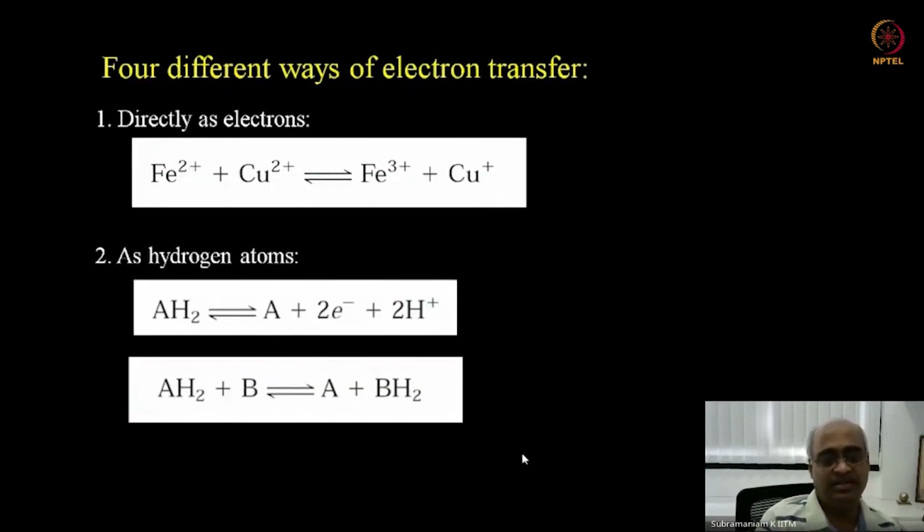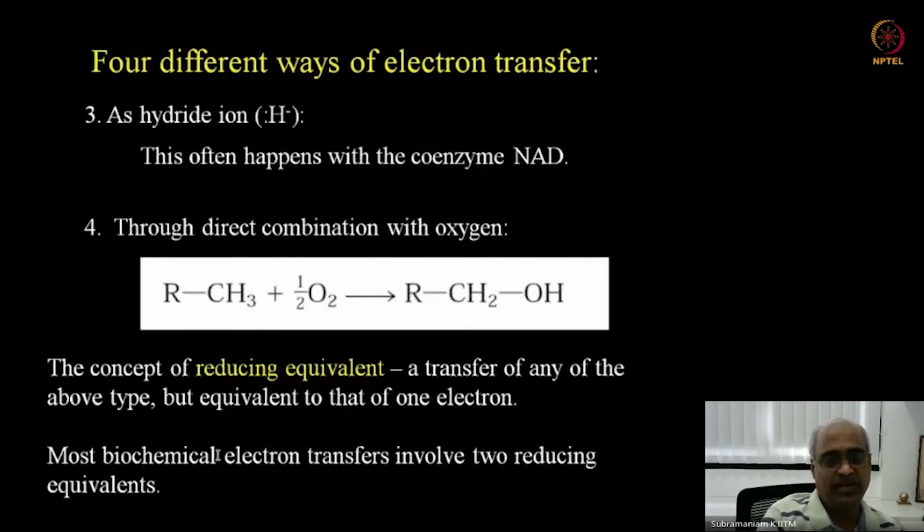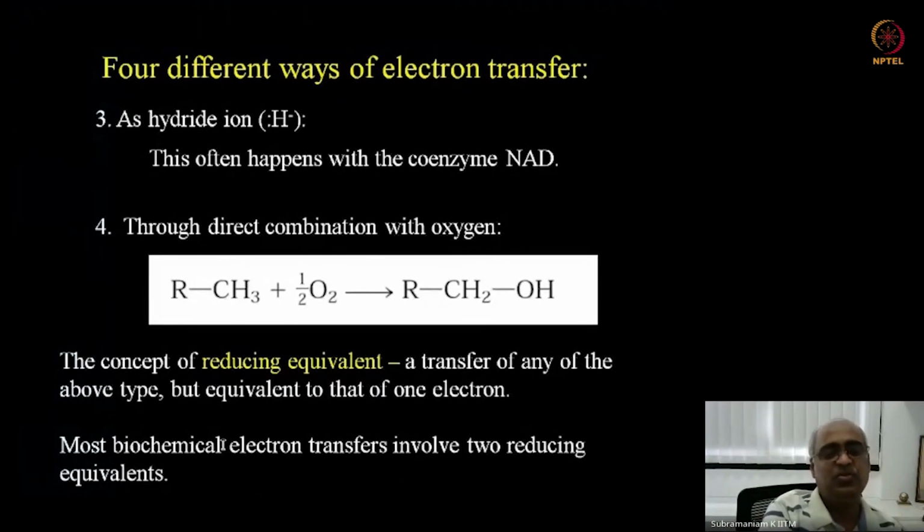Now we will look at the various ways in which electron transfer happens. One is directly as electrons, as we saw in the examples of iron and copper ions. The second way is hydrogen atoms. Here you lose 2 electrons, but in the form of 2 hydrogen atoms, because 2 protons also go. This is a typical dehydrogenation. Here is another example. This is losing hydrogen and this gains hydrogen. This is like the half reaction for this. Only one half is written. And the third, which often happens in the electron transport chain, is hydride ion. What actually happens here is you lose 2 electrons and a proton.